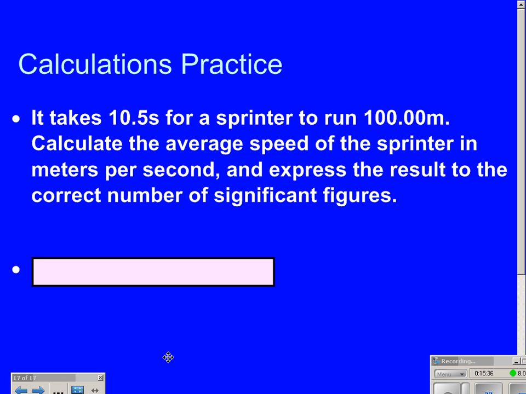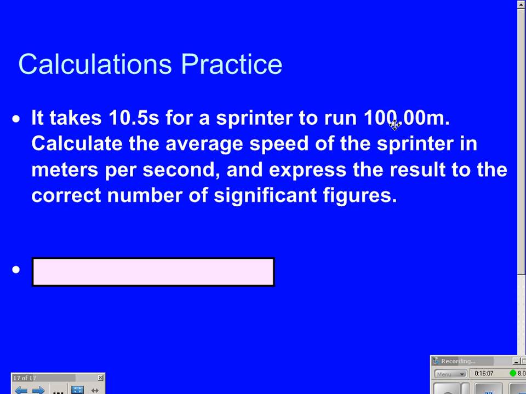More practice. It takes a runner 10.5 seconds to sprint 100 meters. So calculate the average speed of the sprinter in meters per second, and then use correct significant figures. Okay, so meters per second. So we've got meters divided by seconds, and then when you get your answer, then look at your rule for correct number of significant digits.